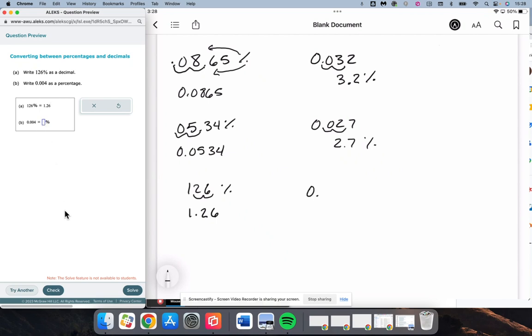Then 0.004 as a percent. We need the two decimal places to make our percent. So to the right with it, 1, 2, we get 0.4%.